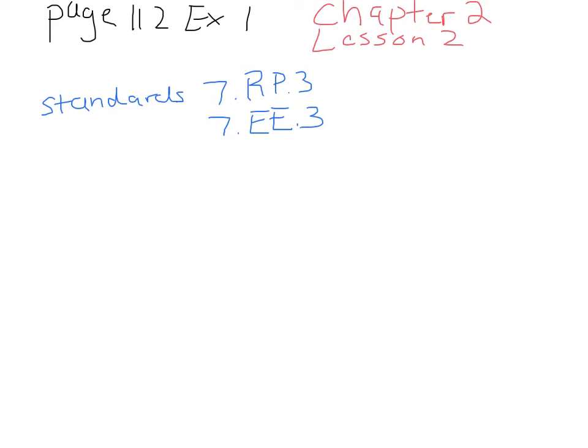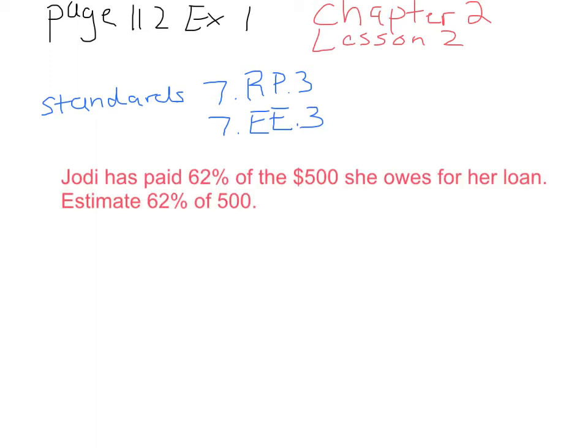Okay, so example 1, I'll read it. Jody has paid 62% of the $500 she owes for her loan. Estimate 62% of $500. Okay, so in this question, we need to estimate. So what does it mean to estimate? Well, estimate is an approximate answer. If we're trying to figure something out real quick, maybe in our heads in the future, we bring that percent to a whole number. So we're going to round the percent.